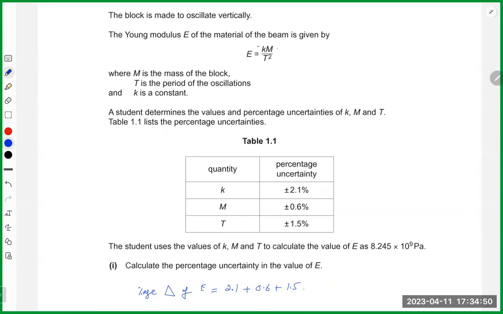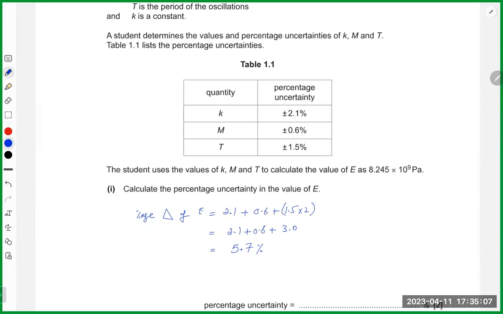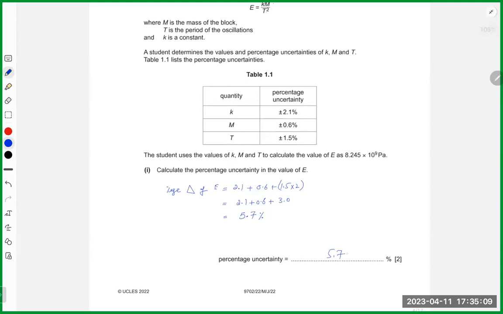Or what you could do is multiply by 2. So it will be 2.1 plus 0.6 plus 3.0, 5.7%. So 5.7% is the percentage uncertainty of E. Remember, this percentage uncertainty belongs to this value. This is percentage uncertainty to this.